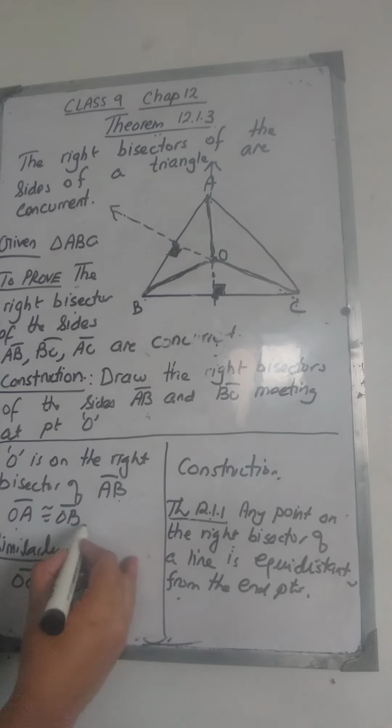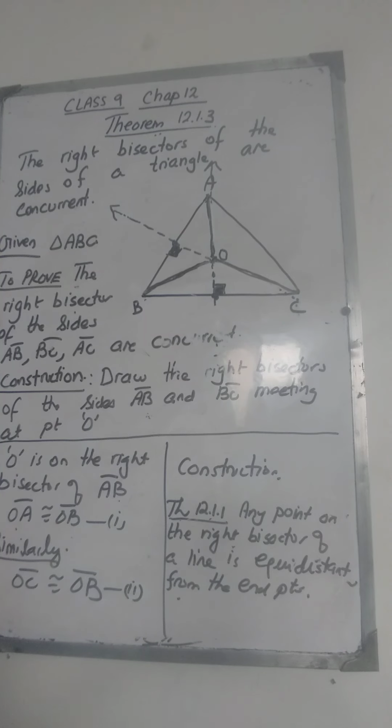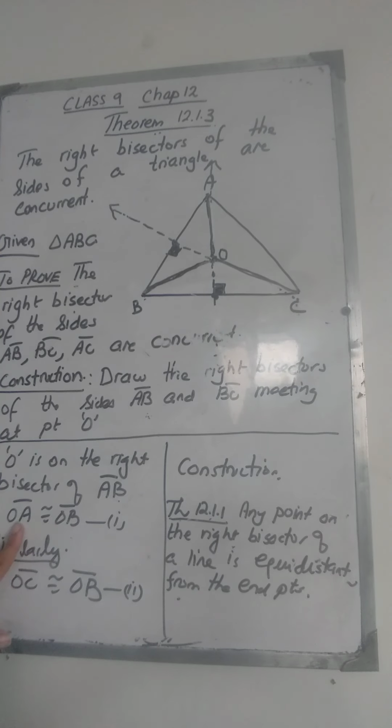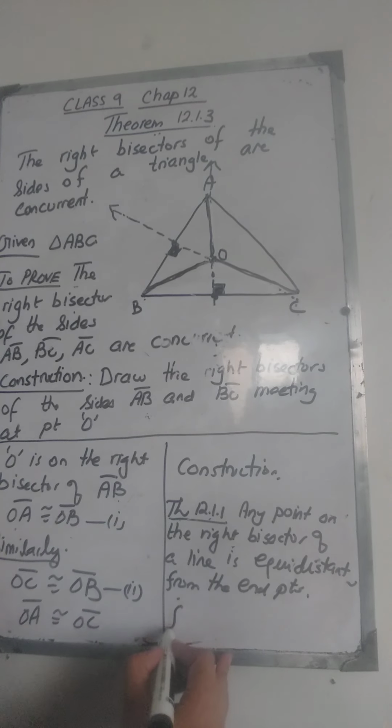Now if you look at these two carefully, OA is congruent to OB and OC is congruent to OB. As they are congruent to the same segment, OA and OC must be congruent to one another. From these two equations we can deduce that OA is congruent to OC.